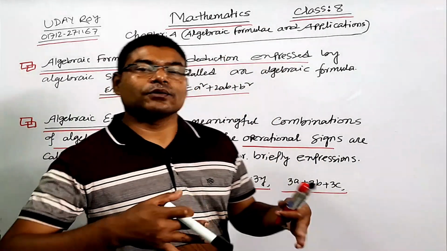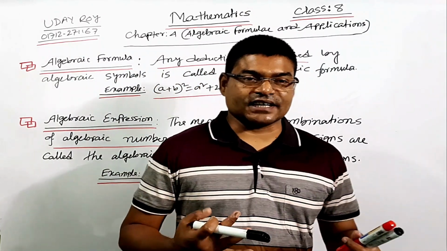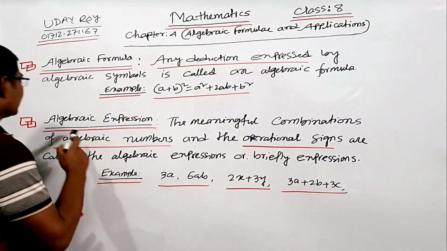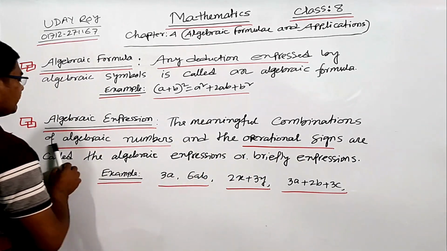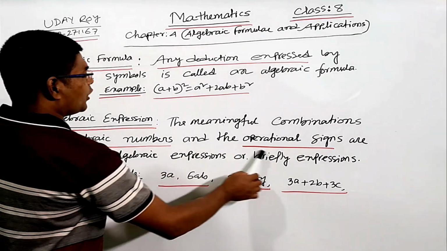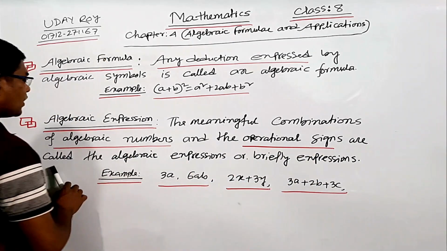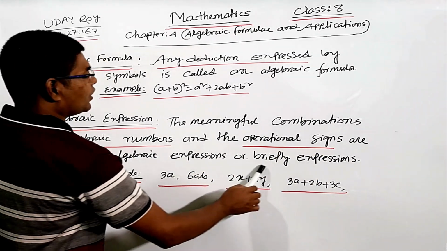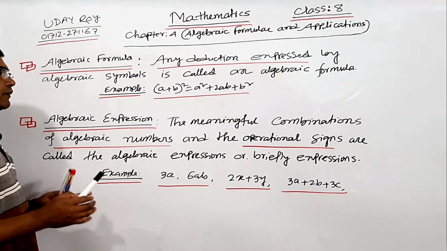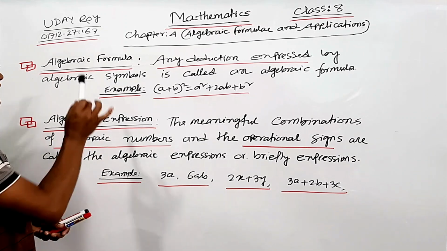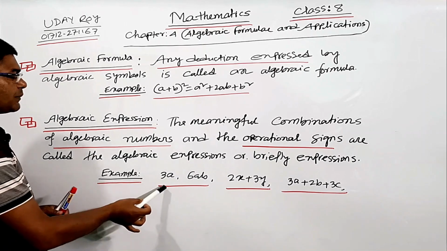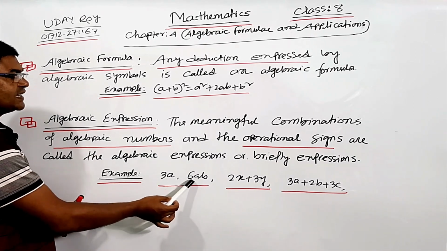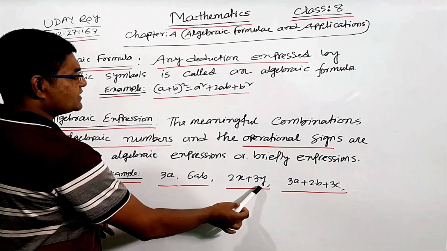Lots of formula, and we have to know corollary also. So and we have to know algebraic expressions. Algebraic expression, the meaningful combinations of algebraic numbers and the operational signs are called the algebraic expressions, or briefly expressions. So we have learned today algebraic formula and algebraic expressions.